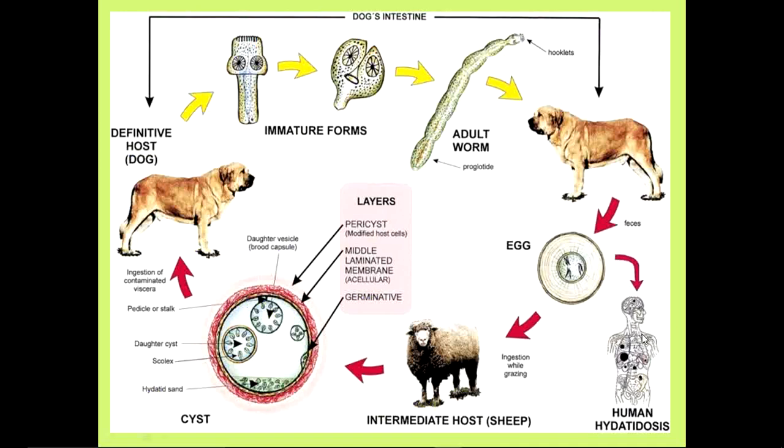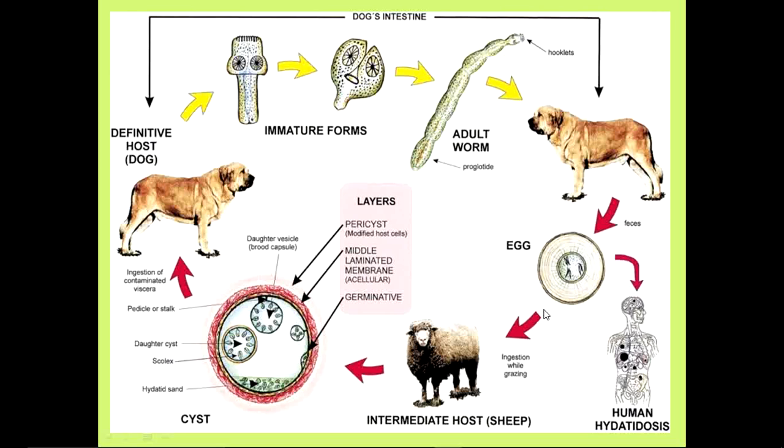Now, if you look at this life cycle, this mostly involves the cycle between herbivores and carnivores. Humans would accidentally ingest these ova, and the hydatid cysts are going to develop inside humans. So the cycle would end right in humans if the humans are infected. So they are the dead end hosts.